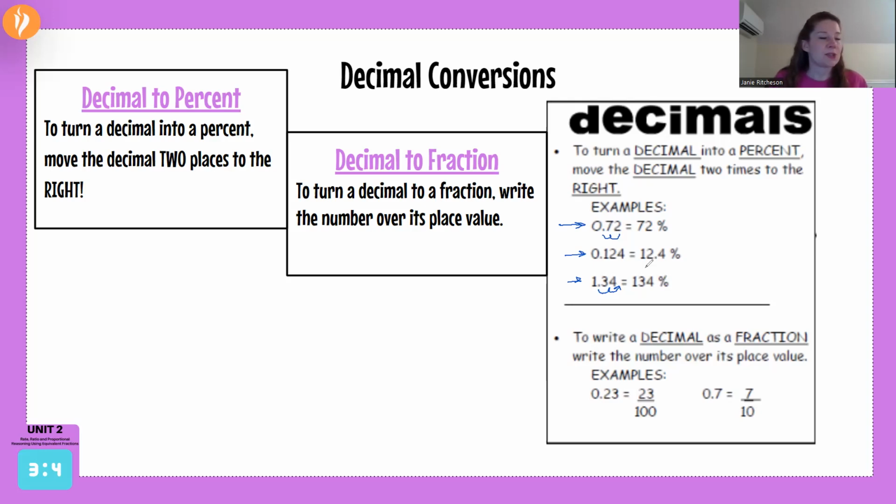Okie dokie. So how do you go from decimal to percent? Move the decimal to the right twice. Now to go from a decimal to a fraction, you're going to write the number over its place value. The way we would read this number is 23 hundredths. Well, that's exactly what the fraction looks like. 23 hundredths. Whatever the place of the last digit is in, that's what goes in the denominator. This one is 7/10. The 7 is in the tenths position, so our denominator is a 10. And then you always will simplify if possible.